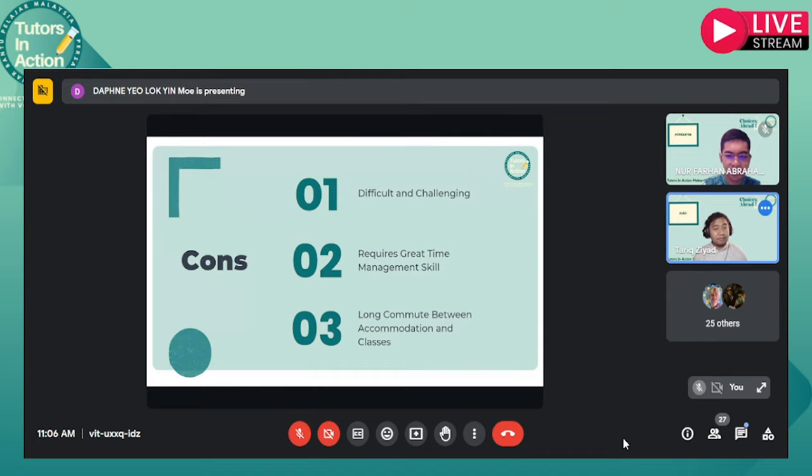There will be a movie night. So it's definitely a hectic pre-university program. The second one is that it requires great time management skill. As I said, it's difficult and challenging, and thus it requires great time management skill because you're looking at so much credit hours and so much subjects in a semester.